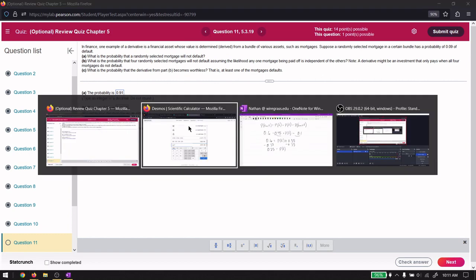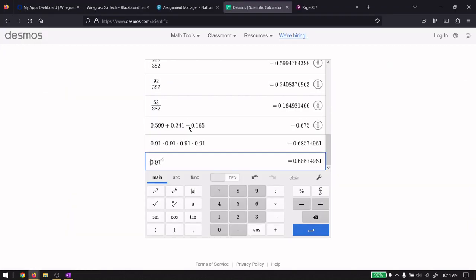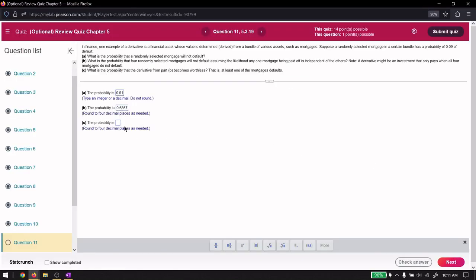Okay, so what we've got to do is 1 minus, and there we go, 0.3143. I think it's going to round to 4 places. 0.3143.